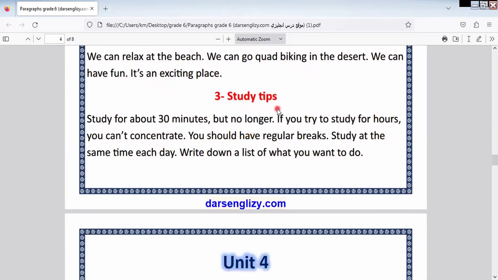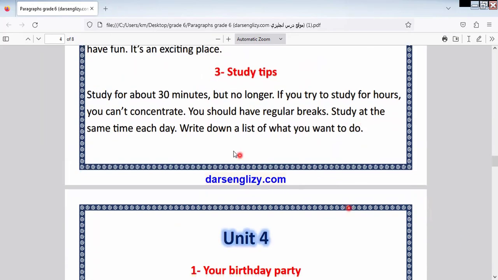Study tips. These are the study tips that we do. We must do it. Study for 30 minutes, but no longer. If you try to study for 4 hours, you can't concentrate. You should have regular breaks. Study at the same time each day. Write a list of what you want to do.